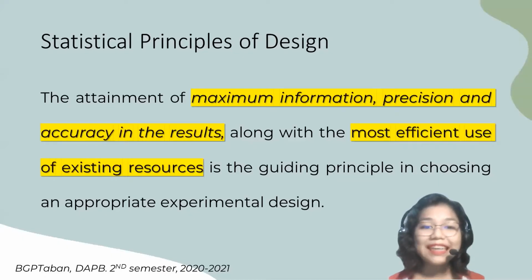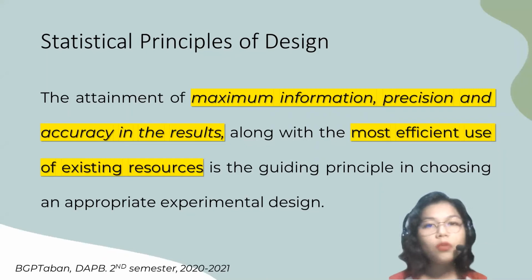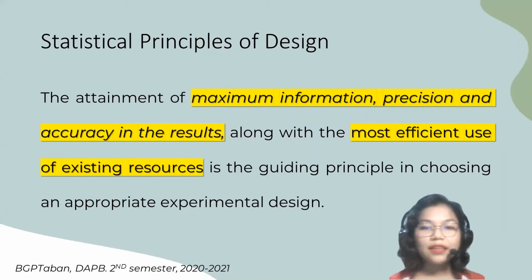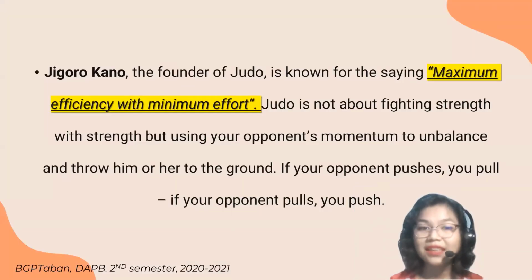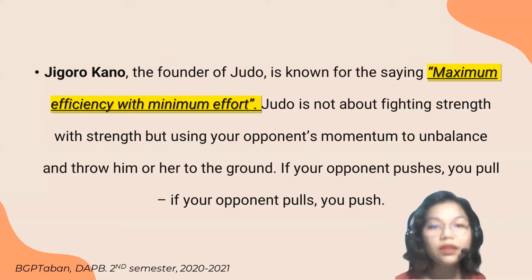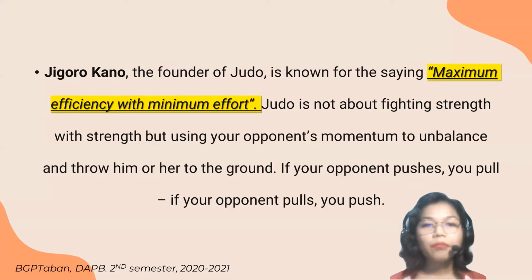Now, when can we say that we actually chose the most appropriate experimental design? So here are the criteria. First is when we have already attained maximum information, precision, and accuracy in the results, along with the most efficient use of existing resources. Or another way of saying this, in relation to what Jigoro Kano, the founder of judo, told us: maximum efficiency with minimum effort.